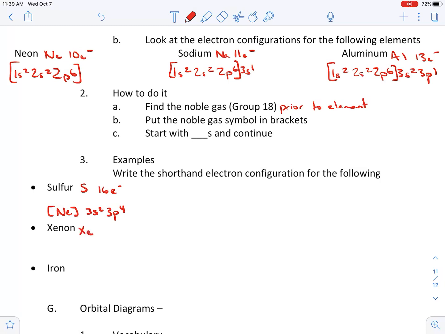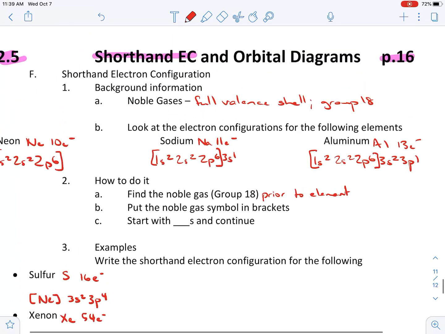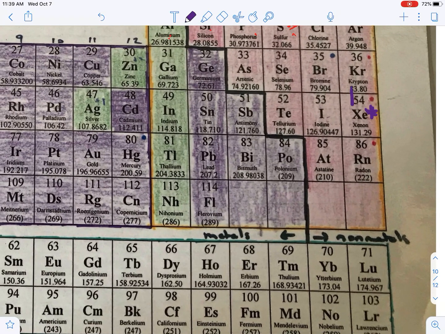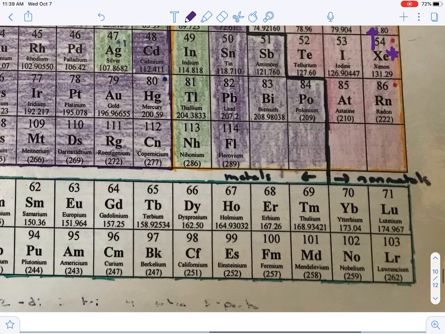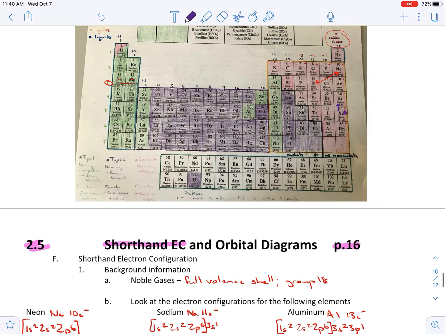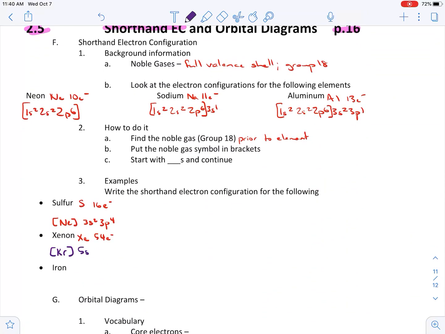So let's check out xenon. Xenon is Xe, and it has 54 electrons. So let's look up to our periodic table. We're going to change colors too, just to make sure. Here's xenon, Xe. And we go to the noble gas prior to it, so the one just above it is krypton. So in brackets, we're going to put krypton, Kr. Now we start with that next row, which is the row xenon is in. Xenon is in row 5, so we're going to say 5s1, 5s2. That takes us through strontium.